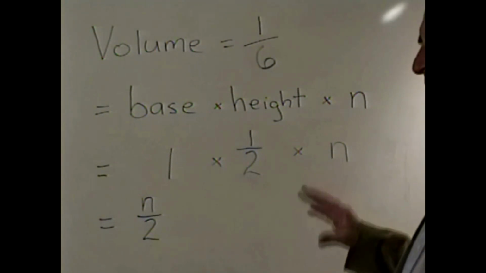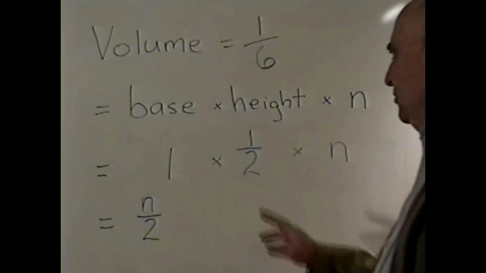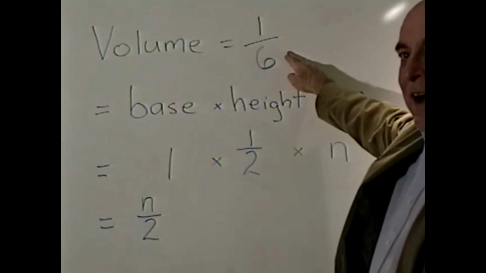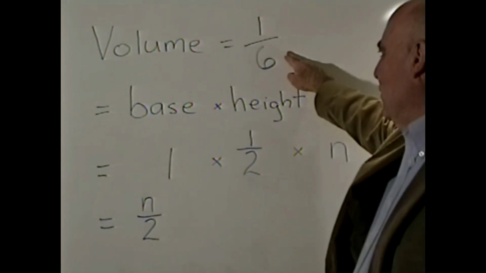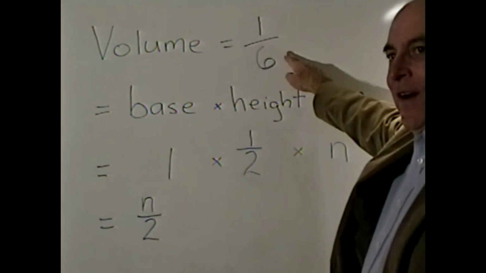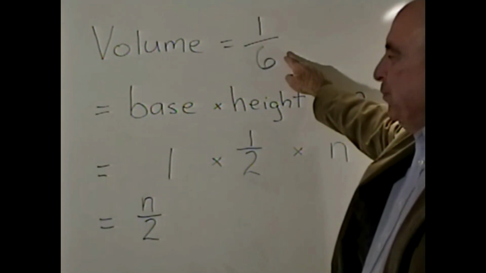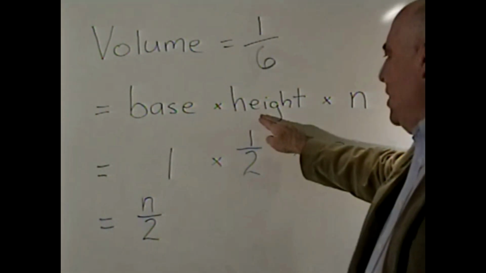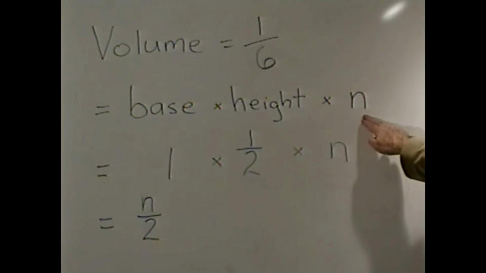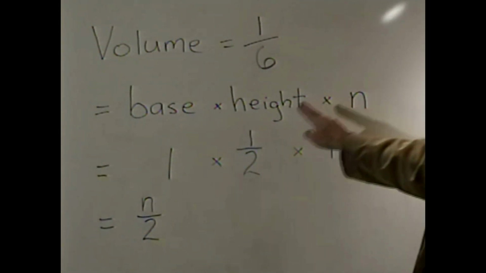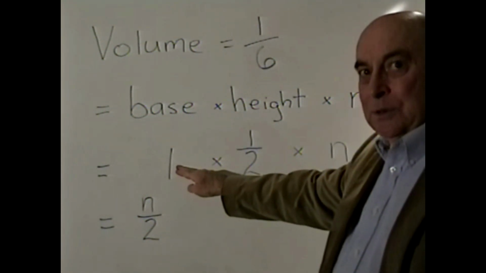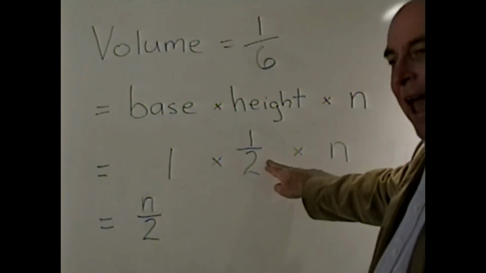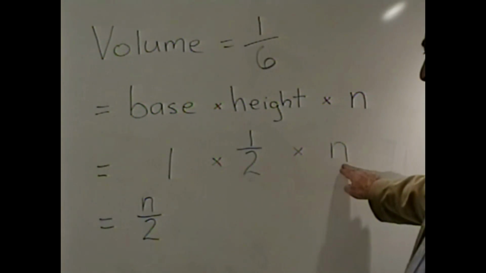Now that cube had 6 equal pyramids inside it. And so the volume of each pyramid is equal to 1/6 the volume of the cube. Let's say that the volume of the whole cube is equal to 1, and the volume of each pyramid is equal to 1/6. Now the volume of each pyramid is also equal to the base of the pyramid times the height of the pyramid times the mystery multiplier n. The base of the pyramid is 1 by 1 equals 1. The height of the pyramid we just saw is equal to 1/2, and then we've got the mystery multiplier n.